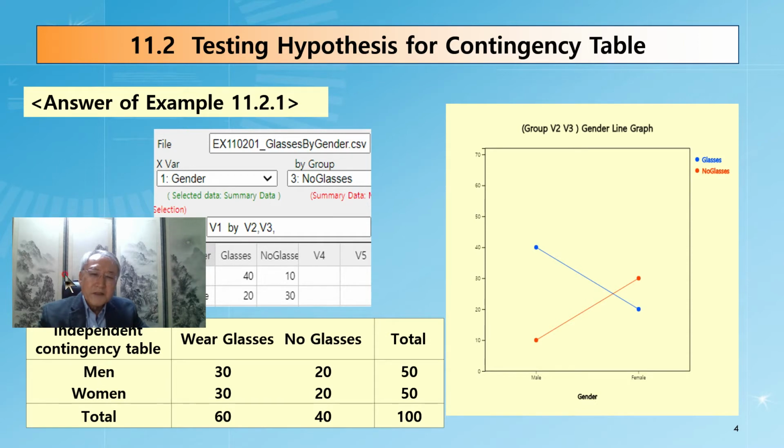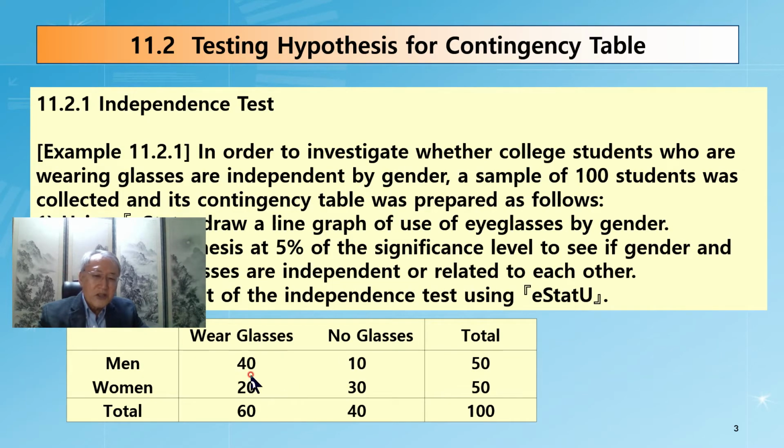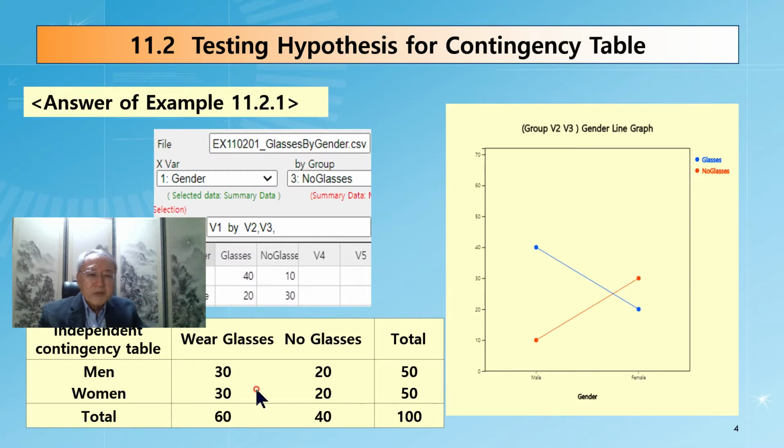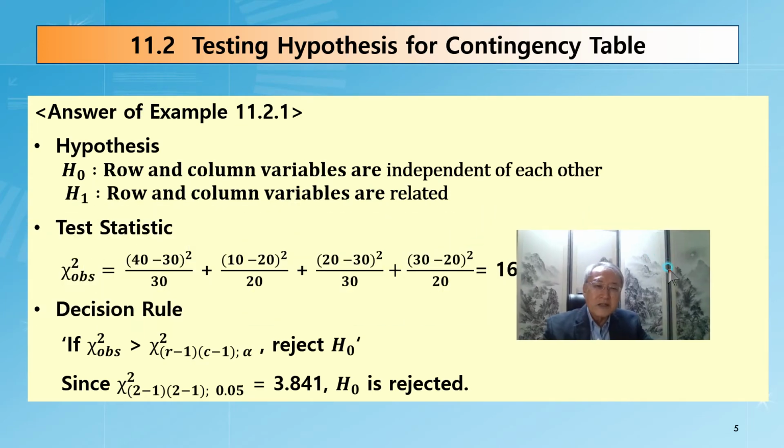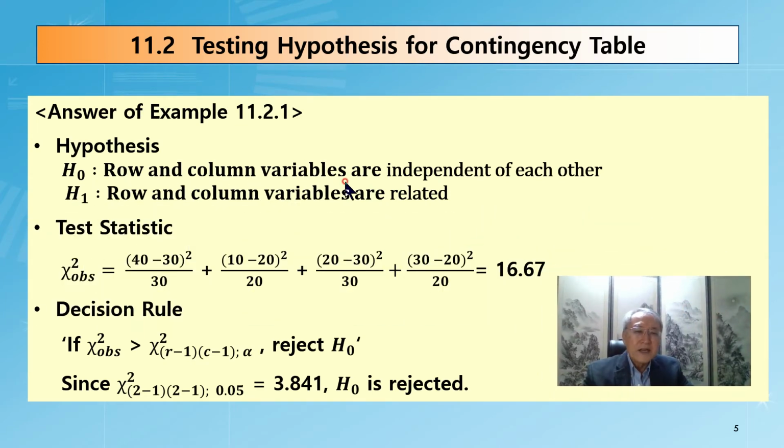We compare the original data, which is the observed frequency, with what we would have in the case of independence, which we call the expected frequency. Therefore, we calculate the squared distance between observed frequency and expected frequency and add it all up. That's the test statistic. It looks like this. The null hypothesis is that the row and column variables are independent. The alternative is that they are related. For the test statistic, you calculate the squared distance and then divide by the expected value.